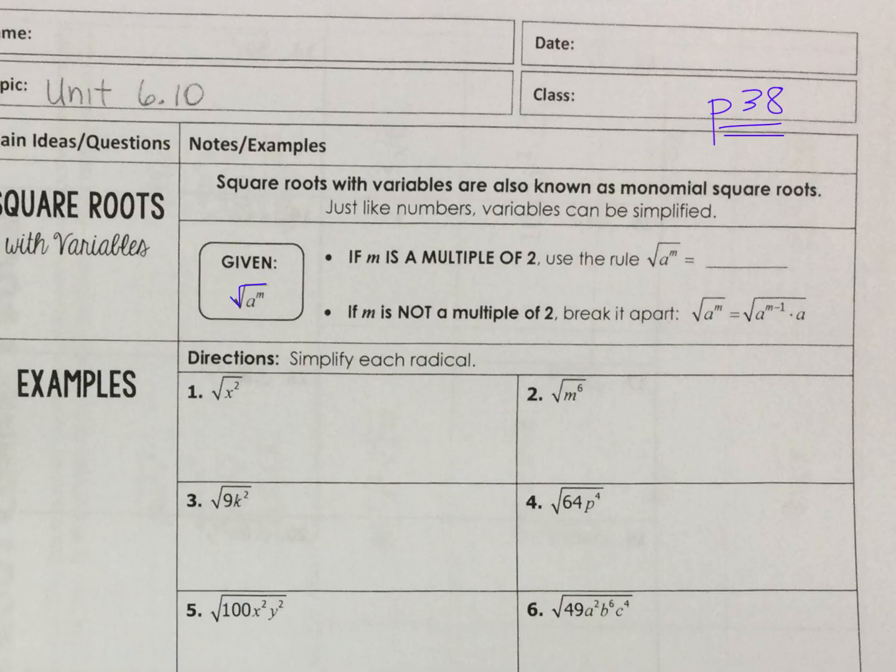We know that when we just see this basic symbol, it's just a regular old square root and there's a 2 in the index. So, if m is a multiple of 2, use the rule: the square root of a to the nth power is a to the m divided by 2. If it's not a multiple of 2, break it apart and you'll do m minus 1 and then you'll have your own a. It'll make sense in a second.